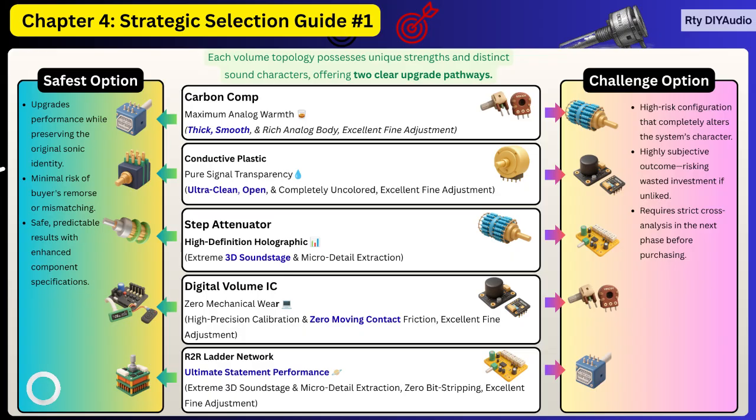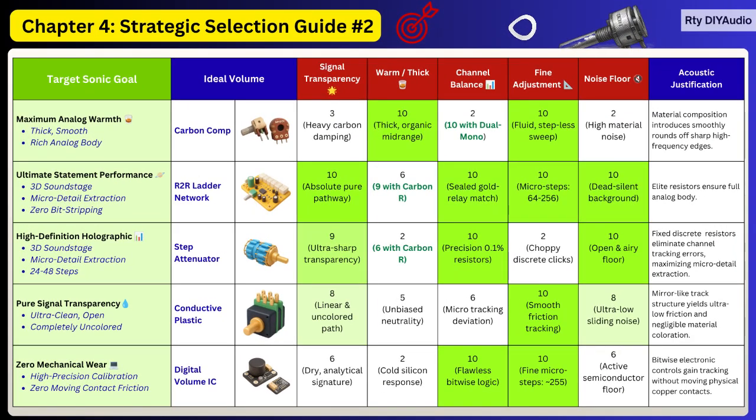original sonic identity. Conversely, on the right is the challenge option. Transitioning to a completely different topology allows you to dynamically alter the system's character, but introduces a subjective risk of wasted investment if the resulting flavor doesn't match your ears. Let's cross-analyze their exact variables in the next phase. Let's advance to Chapter 4, the Strategic Selection Guide.